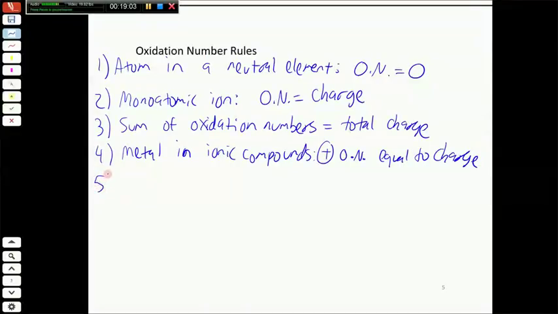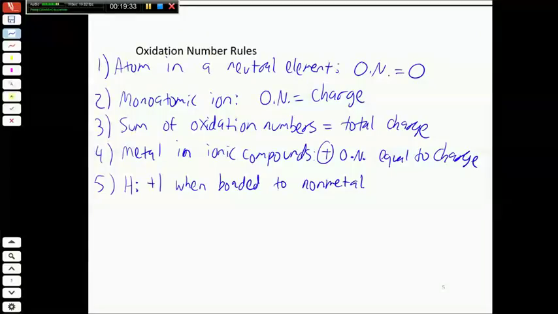Rule 5 deals with hydrogen. So hydrogen has 3 possibilities. If it's just elemental hydrogen, H2, it would be 0, just like any other element. But then hydrogen only has 2 other possible oxidation numbers. It's +1 when it's bonded to a nonmetal. So basically any covalent compound with hydrogen, the oxidation number for hydrogen will be +1. So that's another one that you want to assign right at the beginning, because that's pretty much invariant.